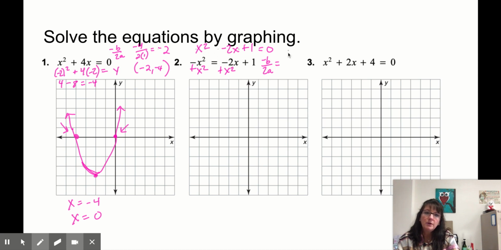So x squared minus 2x plus 1 would give us, so the opposite of b, right, would give us a positive 2. So I'm going to go ahead and deal with that negative right now. And then 2 times 1 is 2, so we have a positive 1. So the x-coordinate is a positive 1.